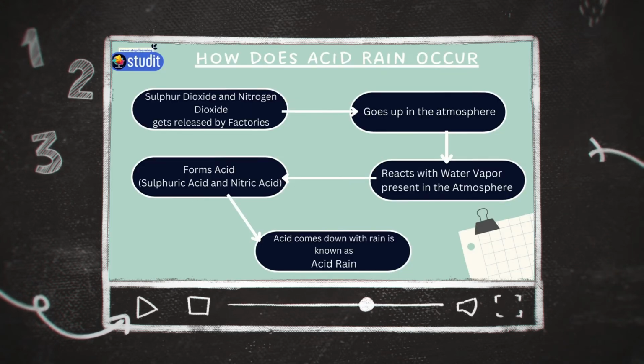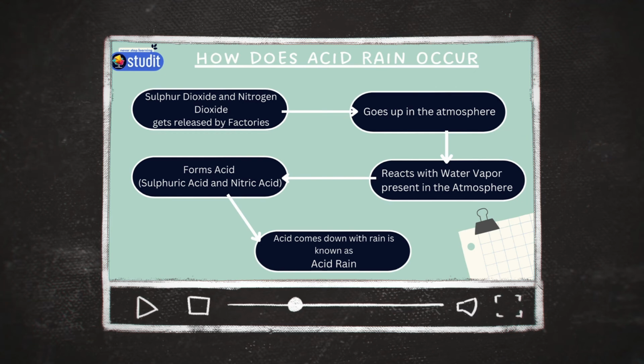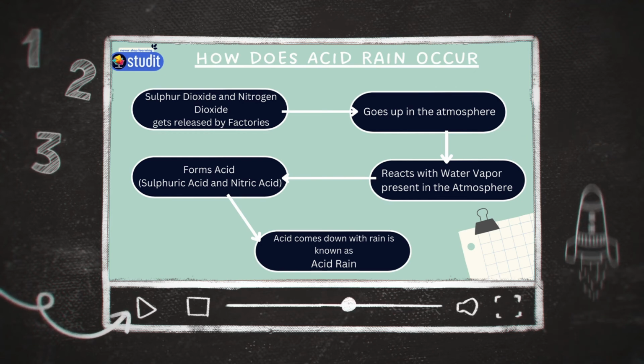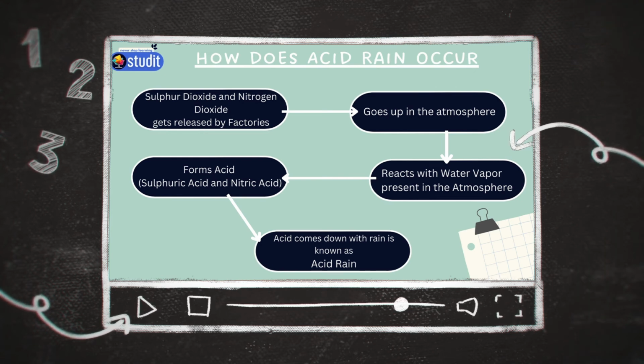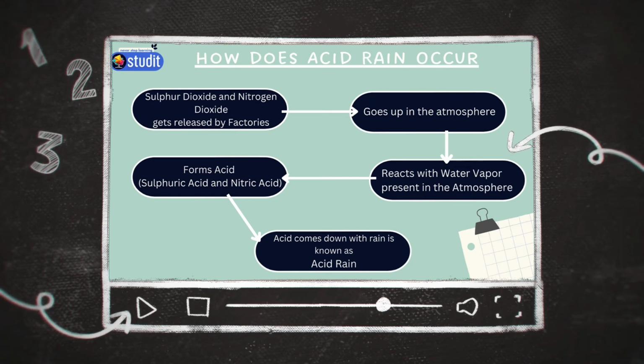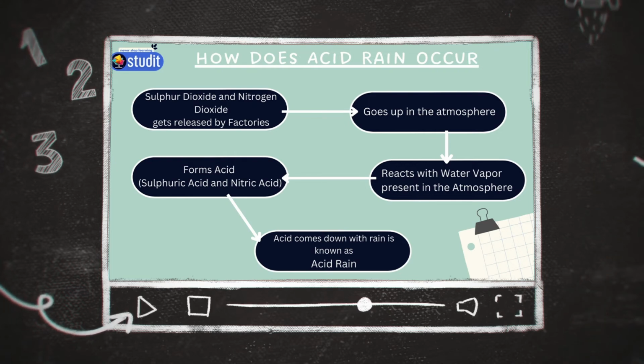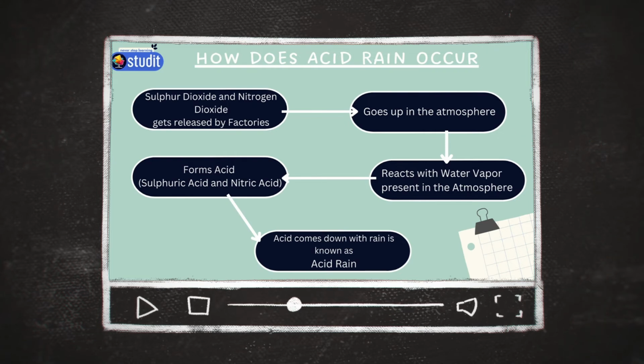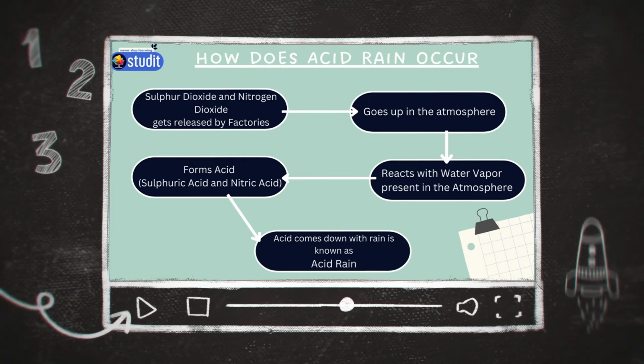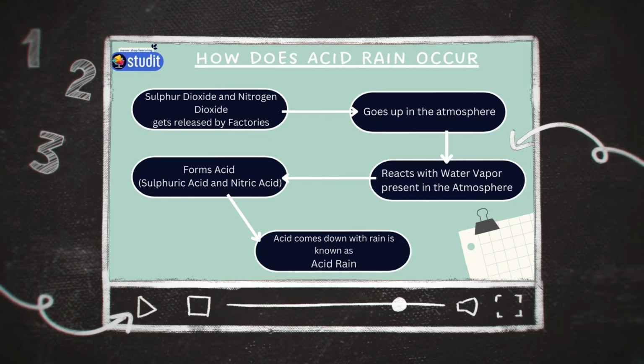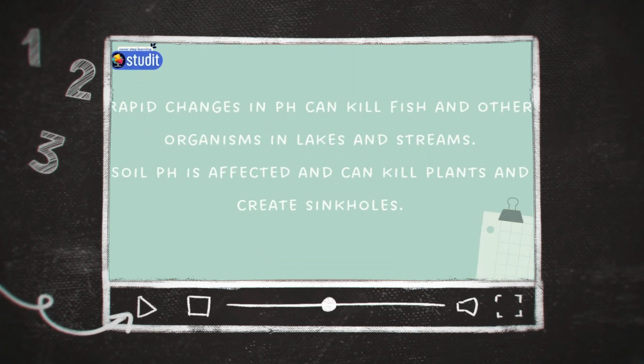How does acid rain occur? The sulfur dioxide and nitrogen dioxide get released by different types of factories and go to the atmosphere. They react with the water vapor present in the atmosphere and form acids like sulfuric acid and nitric acid, and the acid drops down with the rain, causing acid rain.